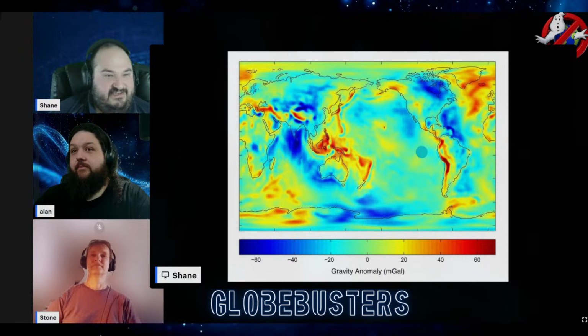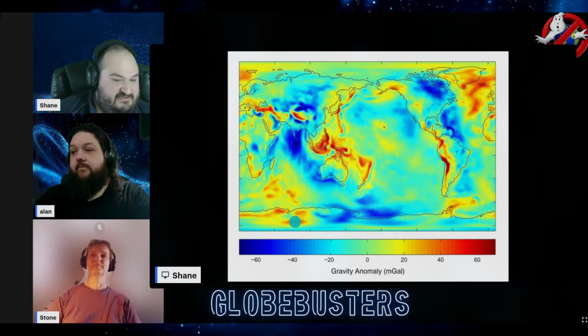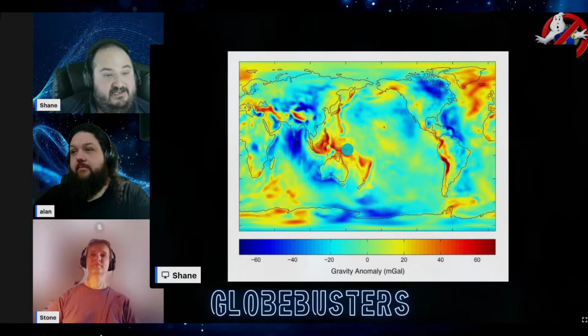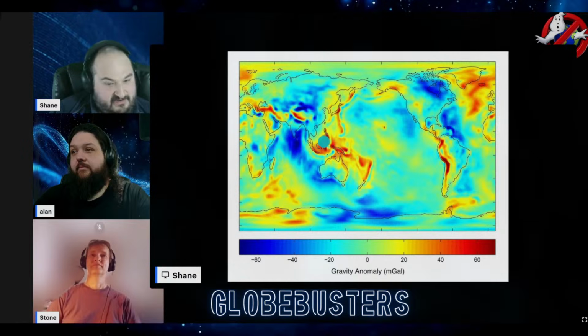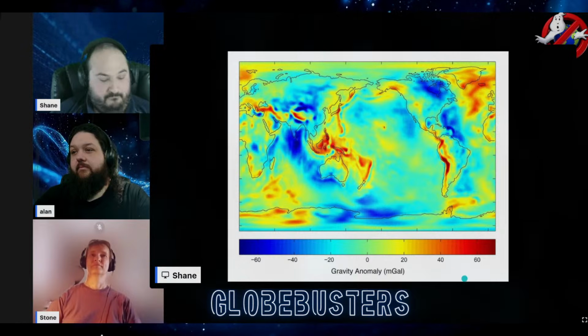So again, this is the most recently published Earth's gravity anomaly map. And we can see the tiny variation: this one goes to negative 60 milligauss and positive 60. So again, that means the difference between the lowest low over here and the highest high over here is only 120 milligauss. Crazy.